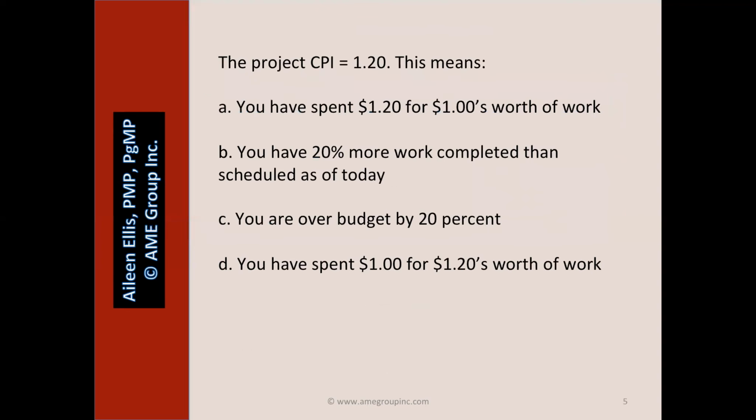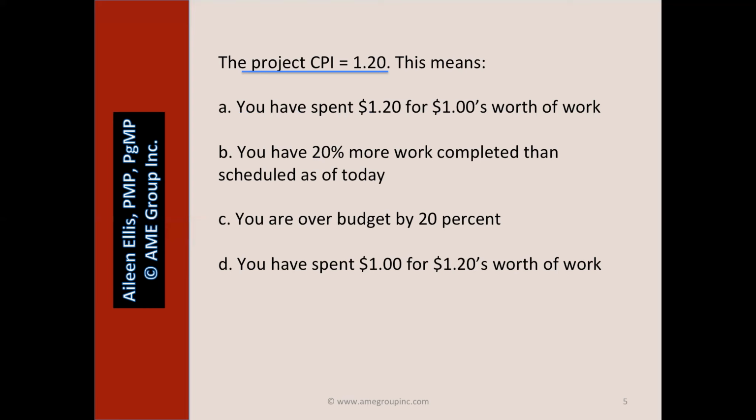Let's look at two sample questions. The project CPI equals 1.2. This means, so pause the video and answer the question. Is the question about cost or schedule or both? The question is about cost. A 1.2 is greater than 1. Is this a good or a bad thing? This is good. We're looking for an answer that's good related to cost.